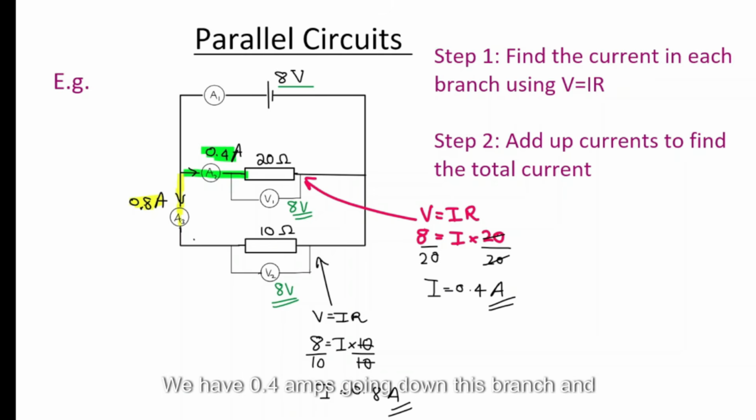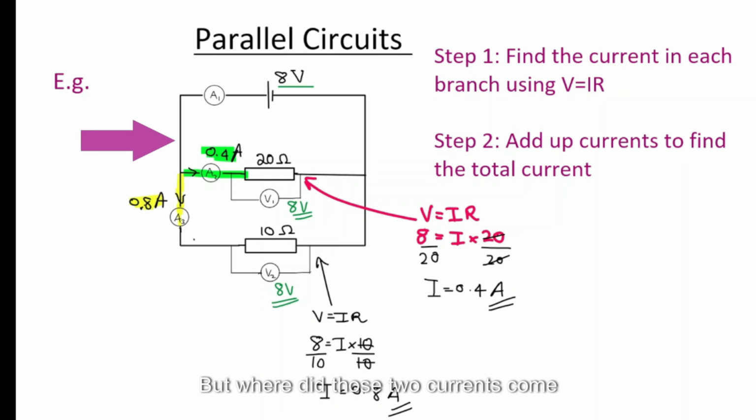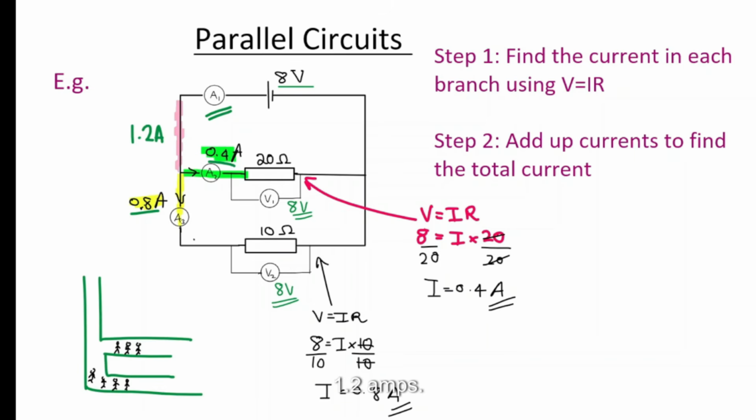Now look at this. We have 0.4 amps going down this branch, and we have 0.8 amps going through this branch. But where did those two currents come from? Those currents can only come through the branch above. So obviously the current in this branch should be the sum of these two, which is 1.2 amps.